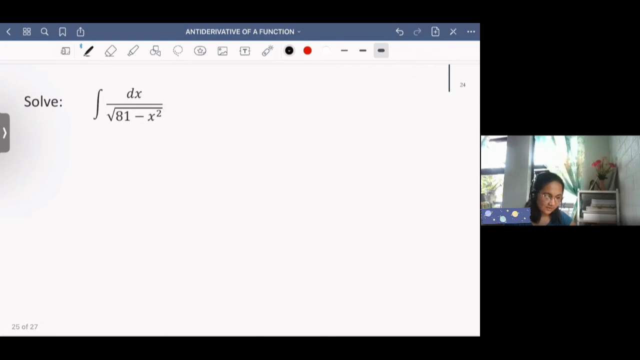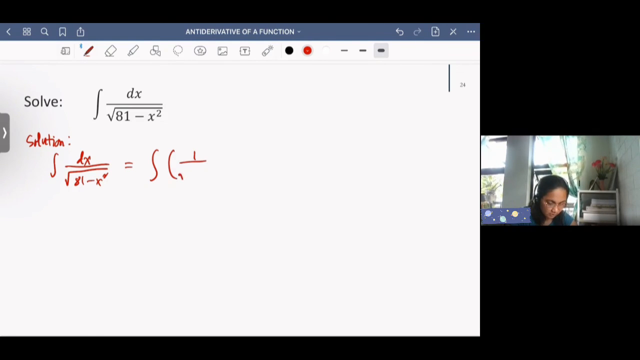For our next example, we have the integral of dx over the square root of the quantity 81 minus x squared. So for our solution, first is the same with what we do with the second example. We will factor out dx first. So this is now, let me copy first the given example. 81 minus x squared. So factoring out the x in this fraction, we'll have 1 over the square root of 81 minus x squared dx.